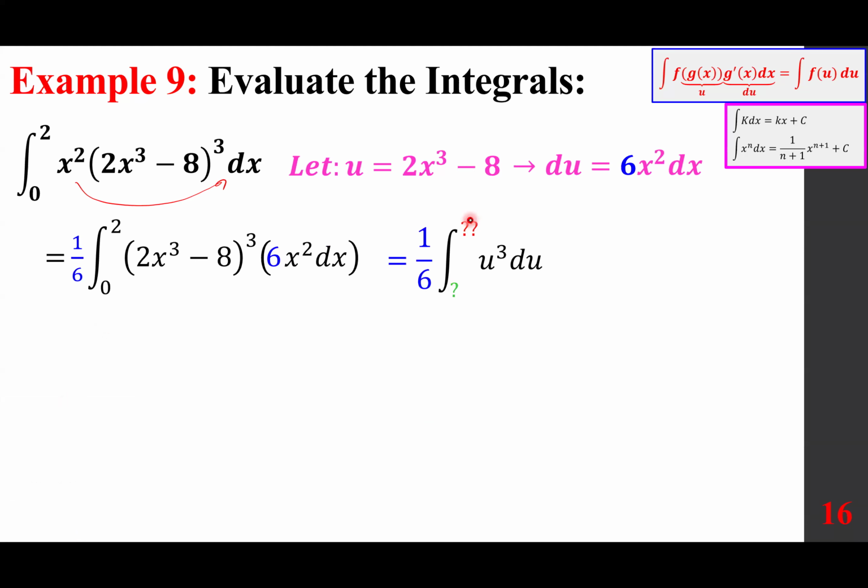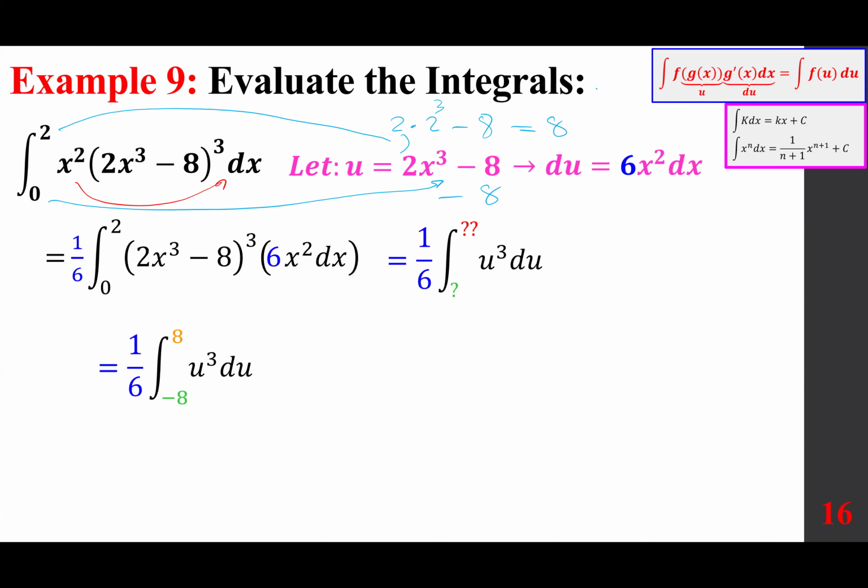And again, I didn't put the limits. Now, you can go back to the original or come up with the new limits. As far as the new limits are concerned, it's very simple. We plug in 0 in here, we get -8. If I plug in 2 here, we get 2 times 2 cubed minus 8, which is 2 times 8, 16, minus 8 is 8. So those are the limits.